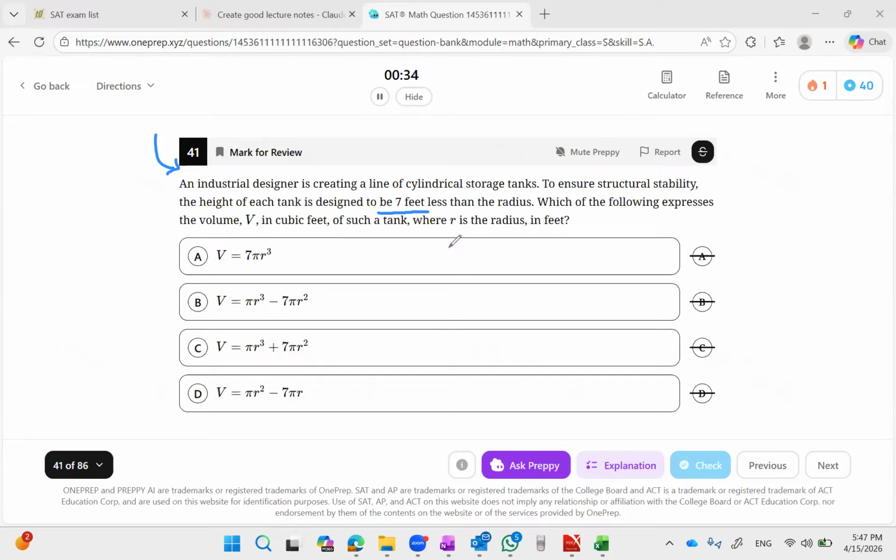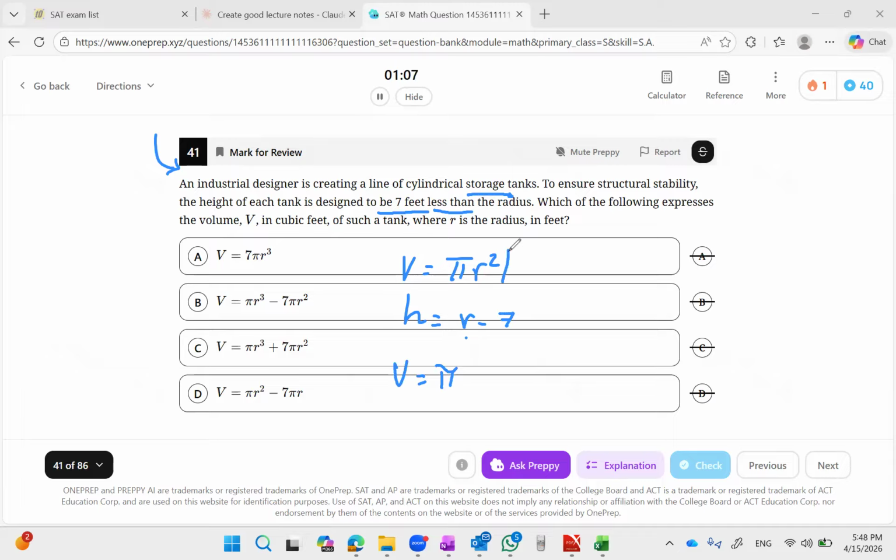Cubic feet. Okay, I think the volume of a cylinder is pi r squared h. But the height h is 7 less than the radius. So what is the height? r minus 7, right? Because 7 less than, what comes after less than is the first, so radius first. So what would be the volume?